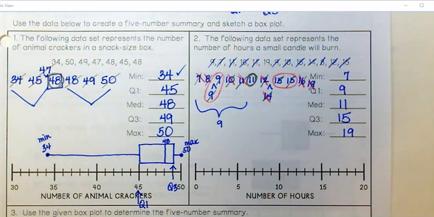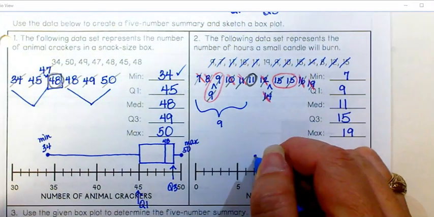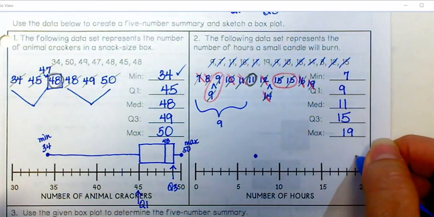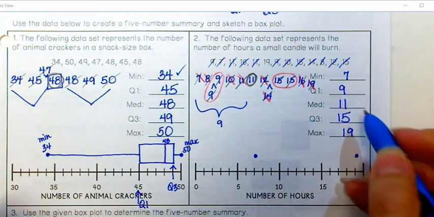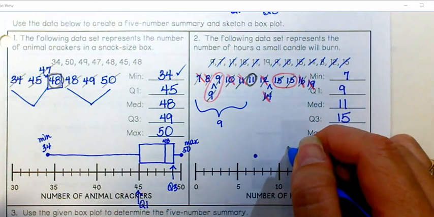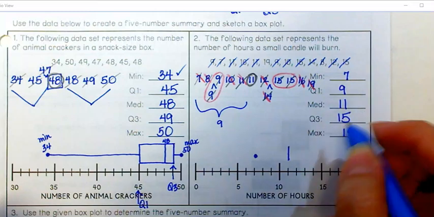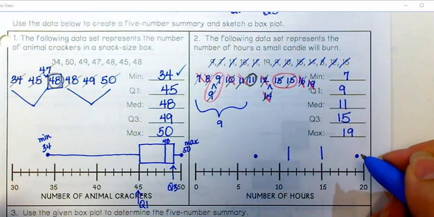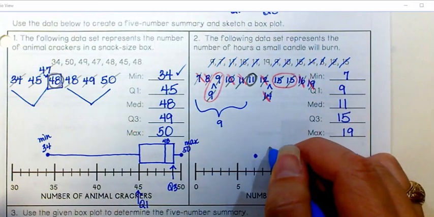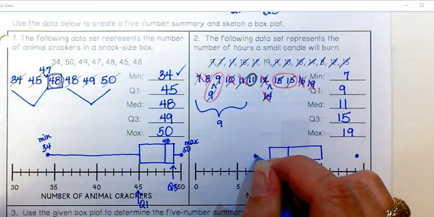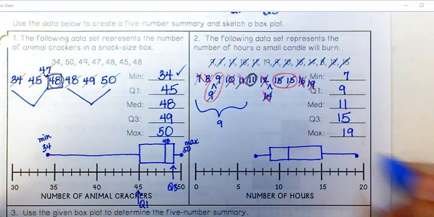All right, then we are going to draw our box plot. My minimum goes at 7. My maximum is over here at 19. My median is right here. Quartile 3 is at 15. Quartile 1 is at 9. All right, so here's my box. And here are my sometimes called whiskers.